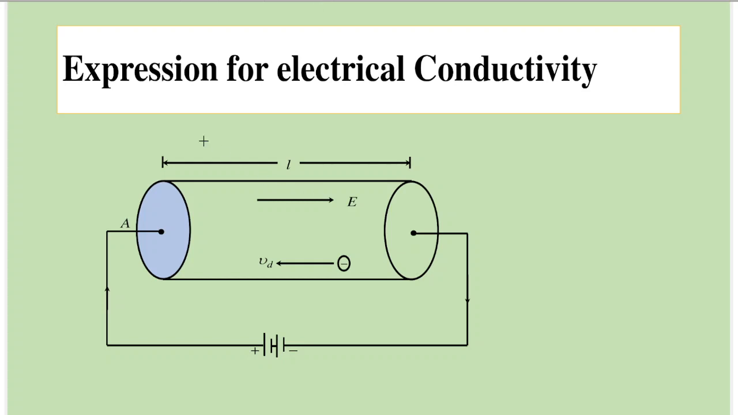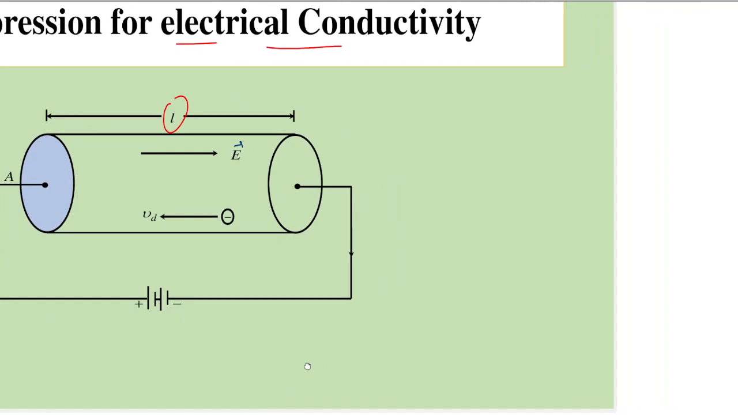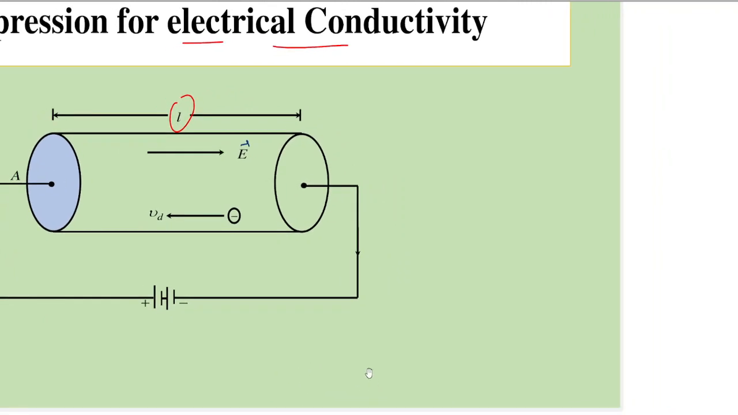Let us now derive an expression for electrical conductivity. To understand this, let us consider a conductor of length L across which an electric field E is applied. This capital E here. Because of this, the electrons will move with an average velocity called the drift velocity. Here we'll find out the relationship between conductivity and electric field.